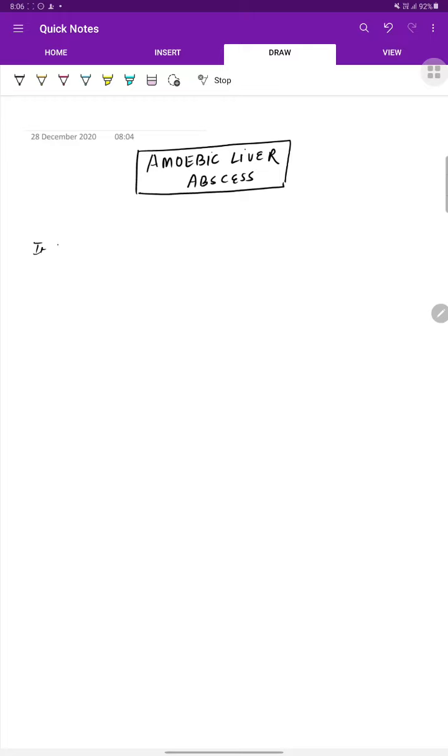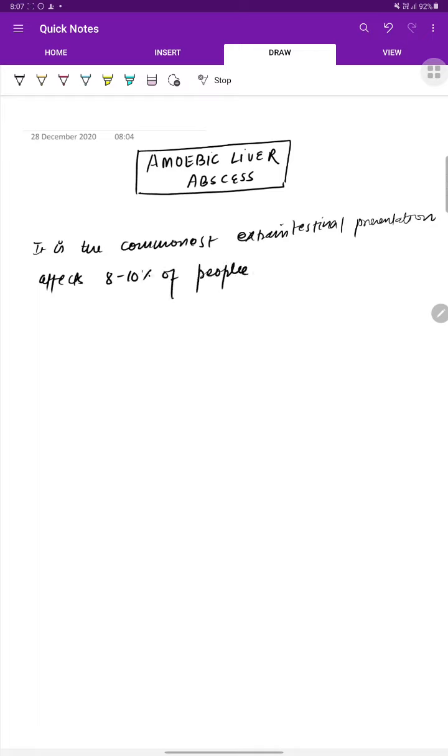It is the commonest extraintestinal presentation, affecting 8 to 10% of people, hence also known as tropical abscess. It is also known as tropical abscess. It is important to remember.